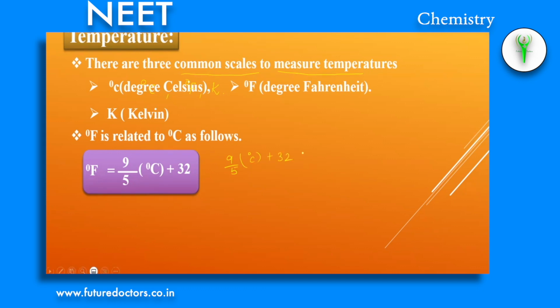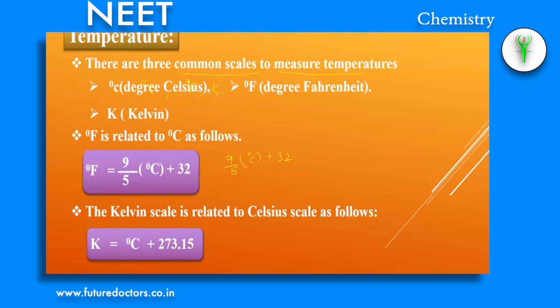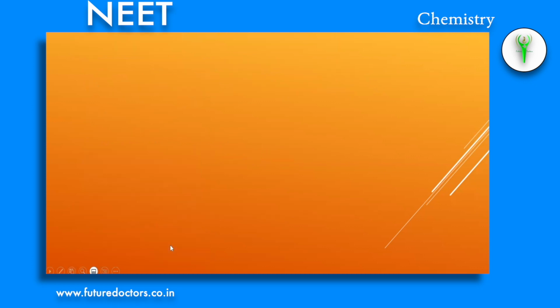Suppose a value is given in degrees Celsius, how will you convert it into Kelvin? If degree Celsius is given, then you have to convert to Kelvin. For that you have to add 273.15. So to convert from degree Celsius to Kelvin, we add 273.15.